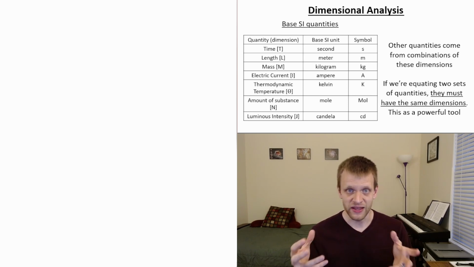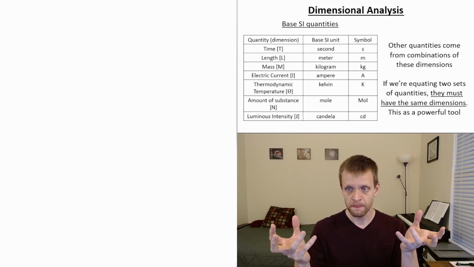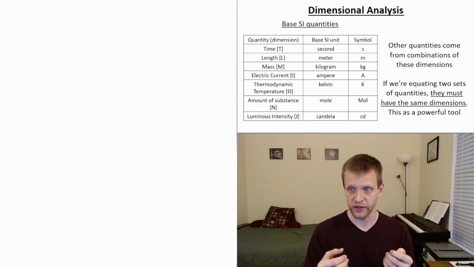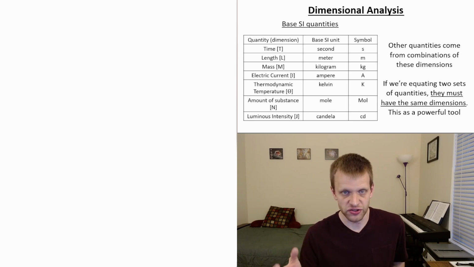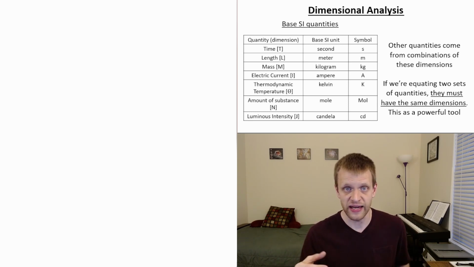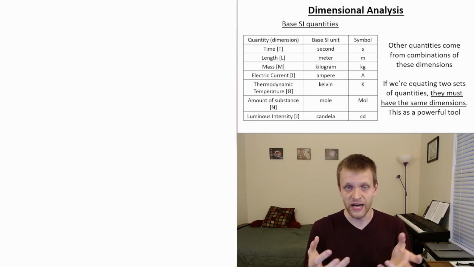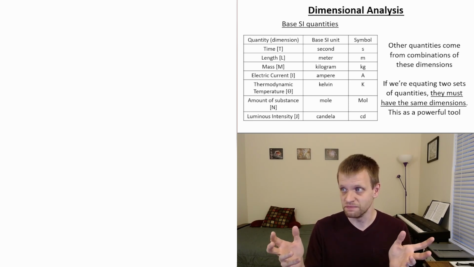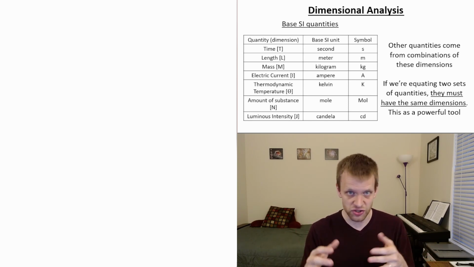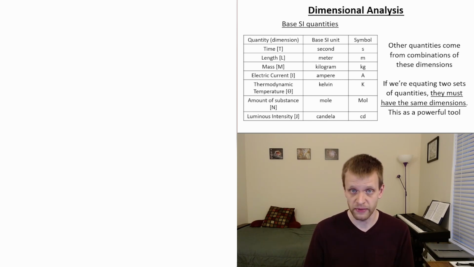And again, the basic idea here is just saying, if I have 2 sets of quantities and I'm trying to equate those quantities, they must have the same dimensions. It's the same thing as saying, my mass is 20 meters. It just doesn't work if it's not the right kind of dimensions.